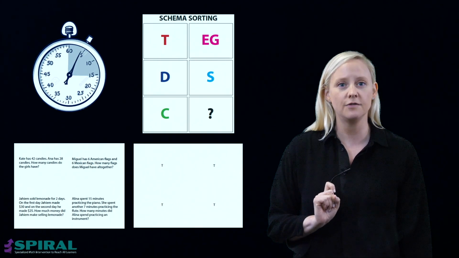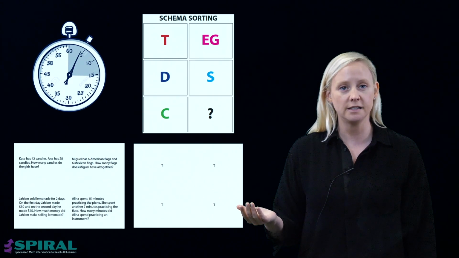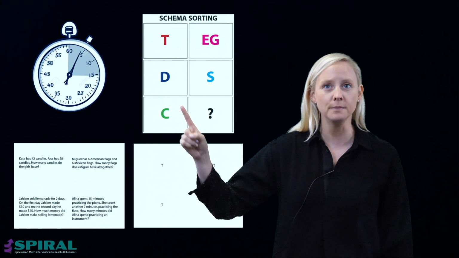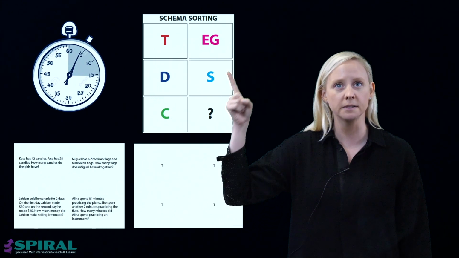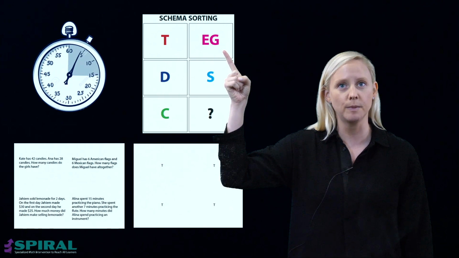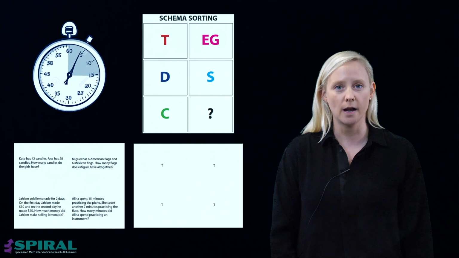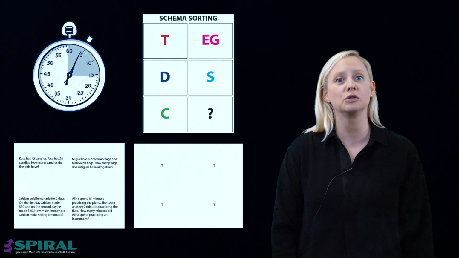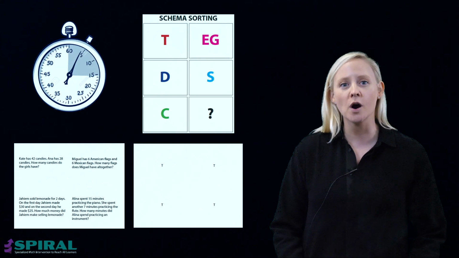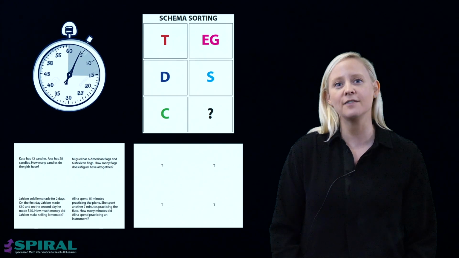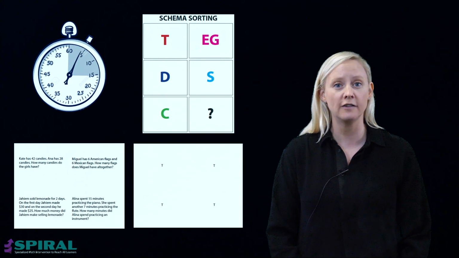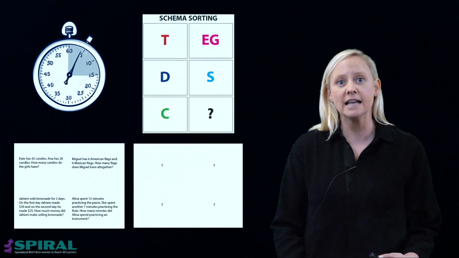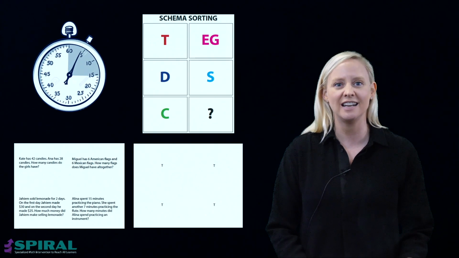You also will receive your schema sorting mat, where we have the T, again for our total problems, D for our difference problems, C for our change problems, EG for our equal groups problems, and S for our set or comparison problems. And when you integrate this activity into your classroom, you can choose to have a 1-minute activity or a 2-minute activity. I really like to have a 2-minute activity where students are sorting for 1 minute, and then I use that second minute to really provide feedback and to determine whether or not students are understanding the concepts.